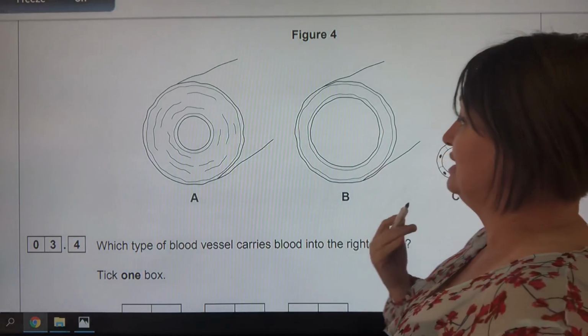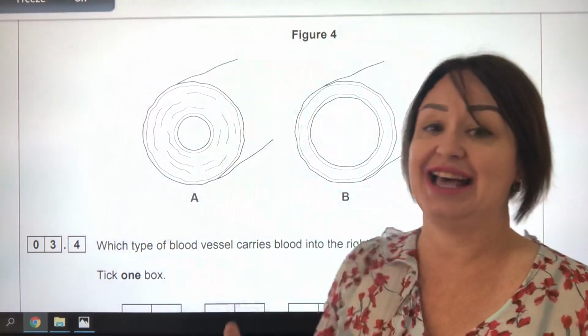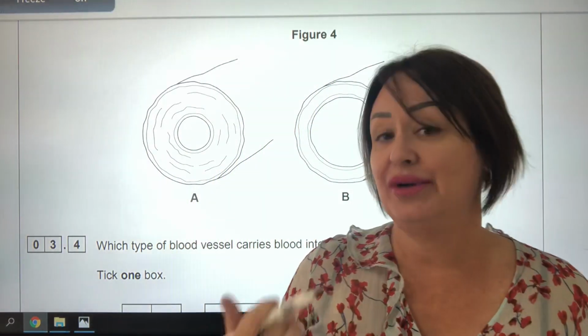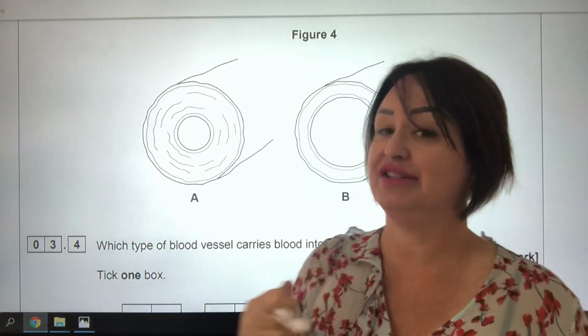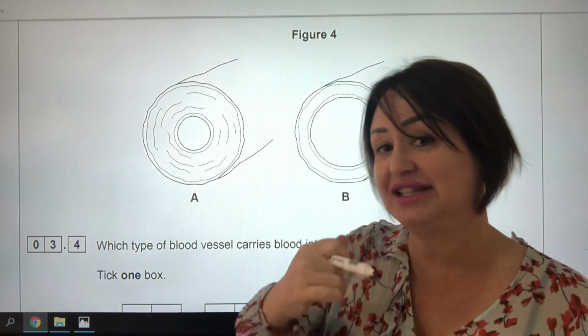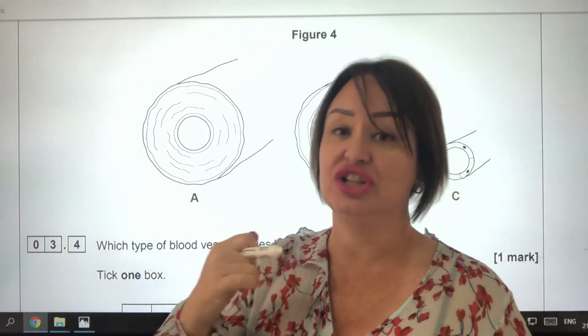We can also add that the vein has valves. Now in that instance, we haven't used comparative language. So we have to say that the arteries don't.